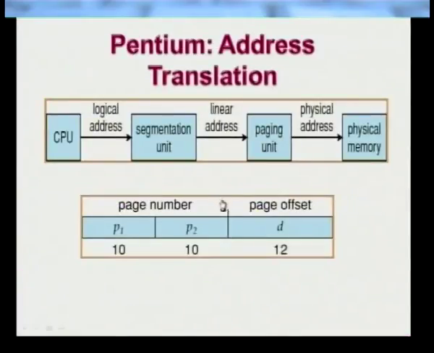This is how the address translation in Pentium happens. The CPU generates the logical address, the segmentation unit which we discussed generates the linear address, which is given to the paging unit. The paging unit now generates the physical address, which can be used to access the physical memory. The one difference between Intel 80386 and Pentium is that the address translation is here separated into a segmentation unit and a paging unit, and both are not mixed together. This is how the address translation happens. However, the memory cycles are much more than in the Intel 80386 kind of implementation.